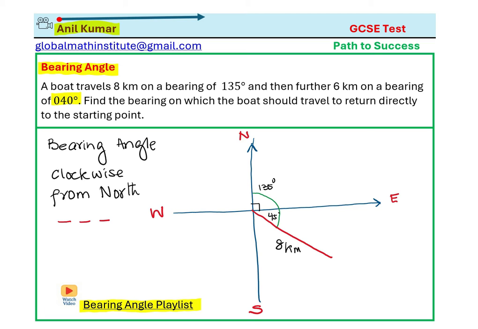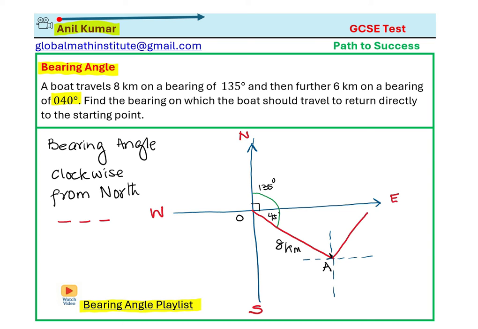And this boat, let's say, it goes from initial point O to A, 8 kilometers. Now, further 6 kilometers on a bearing of 040 degrees. So let's again draw our axis at A. This is very important, and you should know where your north is. From north, 40 degrees. So from north, we'll go 40 degrees, kind of like this.